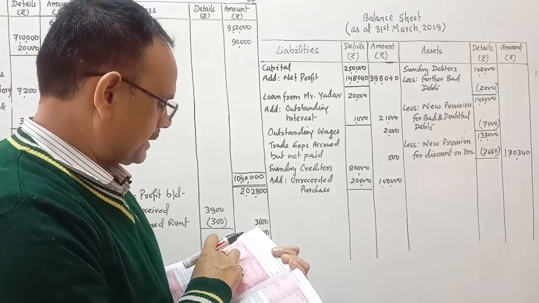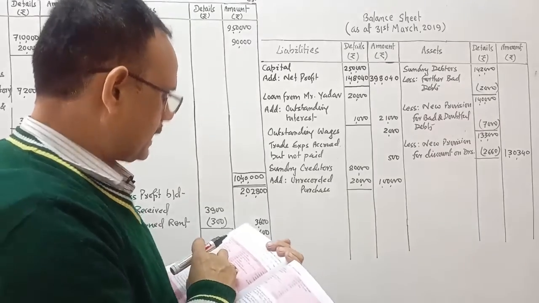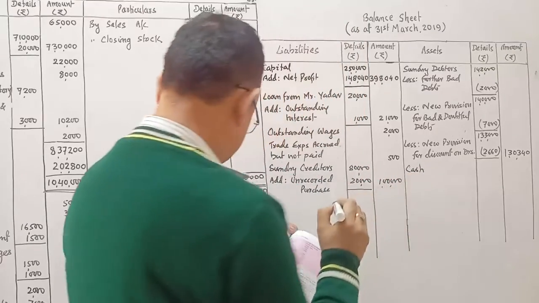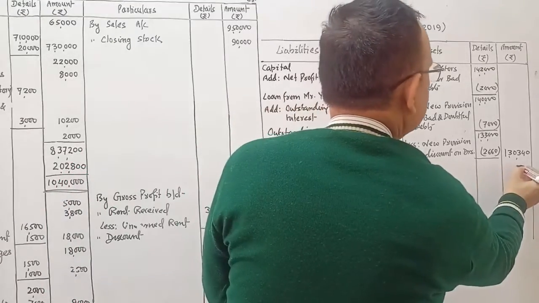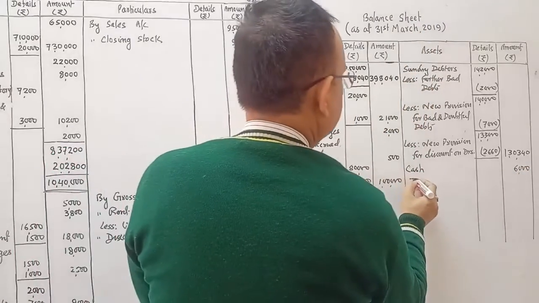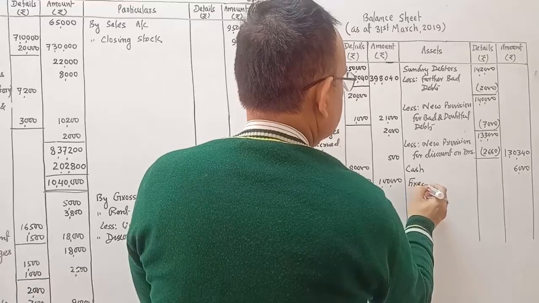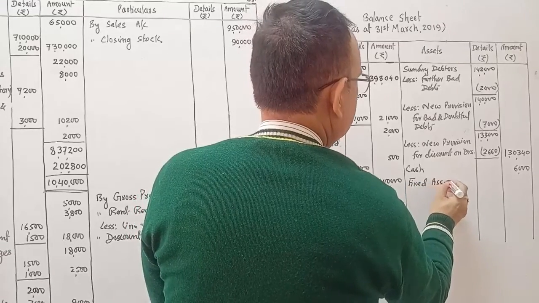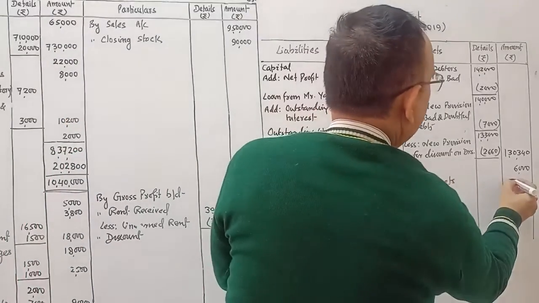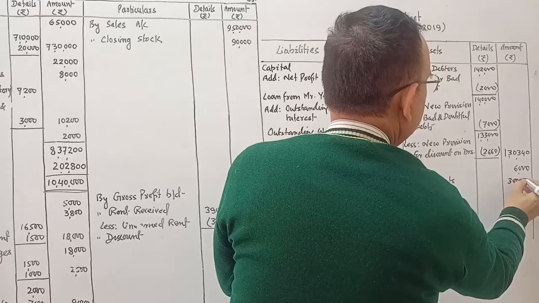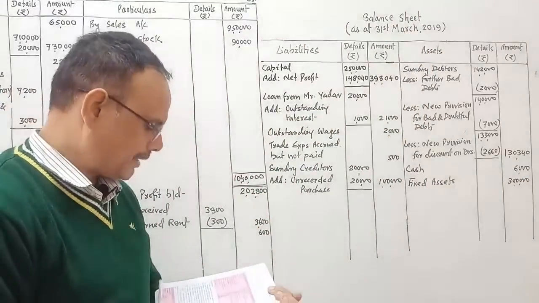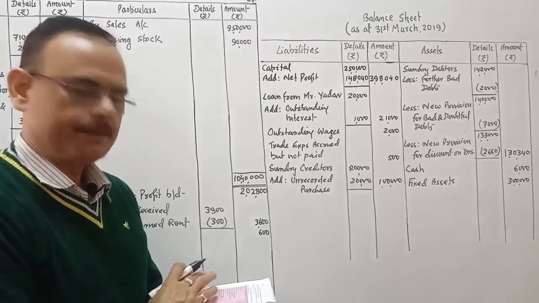After debtors, next item is cash. Cash given in the trial balance is 6,000. After cash, next is fixed assets. There is no depreciation. So we will write the amount directly in the outer column, 3 lakhs. This is fixed assets. There is no depreciation. Coming to the adjustment.